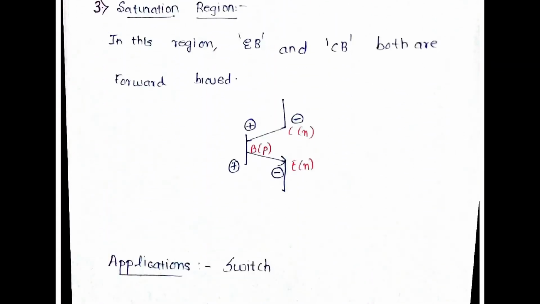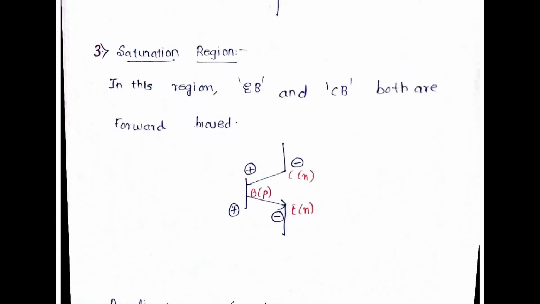The next region that we have is the saturation region. Here both the emitter base and the collector base are forward biased. So the collector base is forward biased, minus to plus, and the base and the emitter is forward biased, that is, B is connected to the positive.